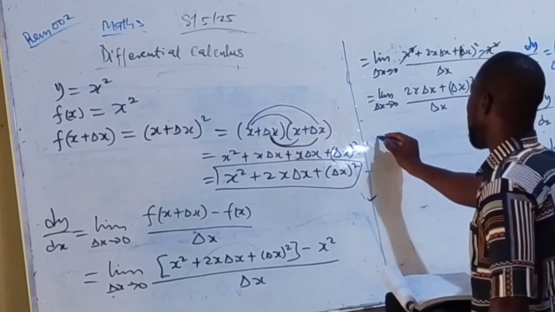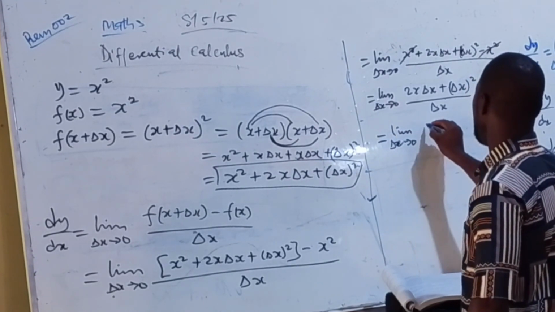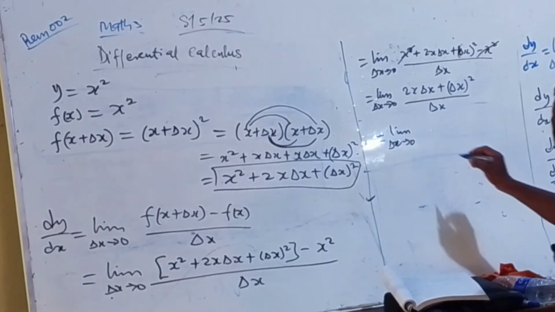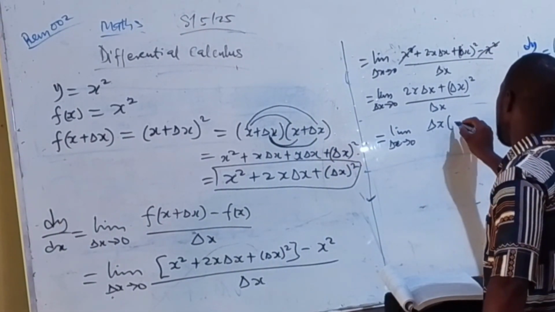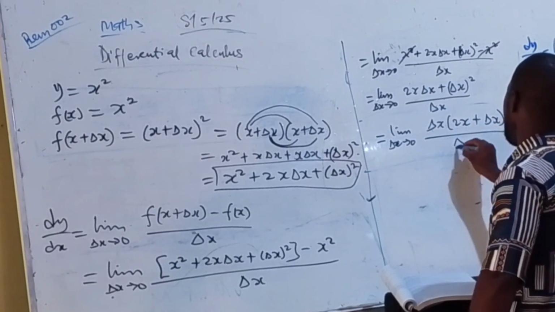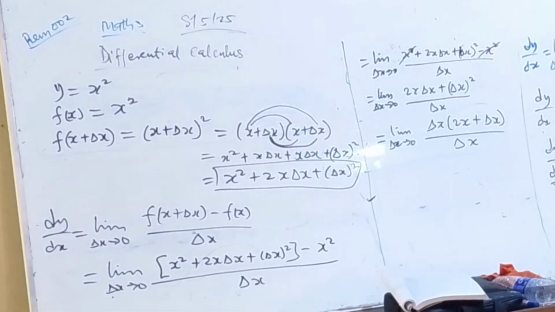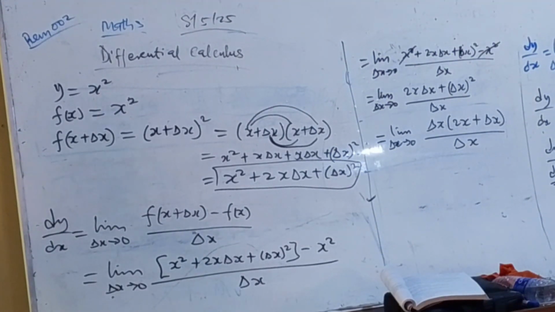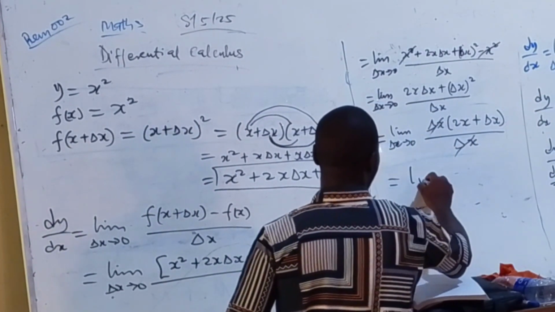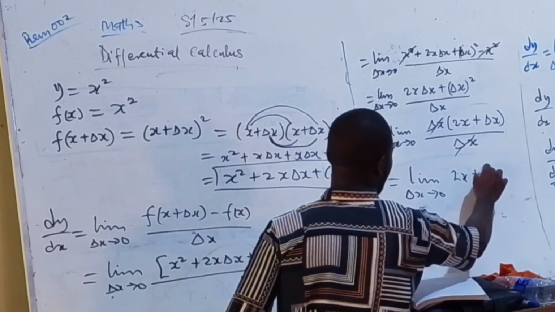All right, that now leads us to limit as change in x tends to 0. If you look at this, change in x is common, so you can factorize out change in x. You're going to have change in x times 2x plus change in x, all over change in x. Are we together? So when you get to this point, change in x up there can cancel change in x down here. This will take away this. So you are having limit as change in x tends to 0, 2x plus change in x.